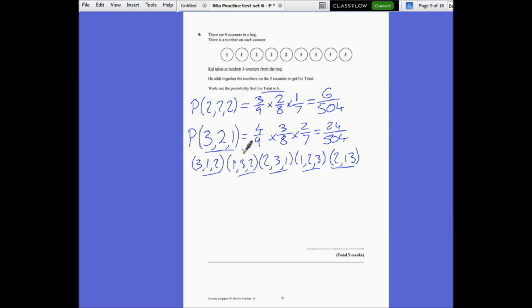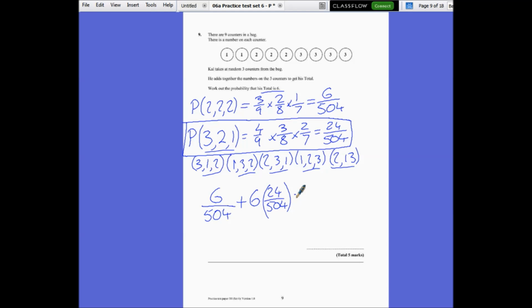If you look at the fractions for each of those, you end up with the same fractions as we've already done. So to work out the total probability, we add up the probability of getting a 2, a 2 and a 2, which is 6 over 504, and add to that the 6 different ways of getting a 3, a 2 and a 1, each with a probability of 24 over 504. You can work those out individually if you want to, this is just a shortcut. If we add those up, that gets us to 150 out of 504. And if we simplify that down, as you always should, that's 25 out of 84.